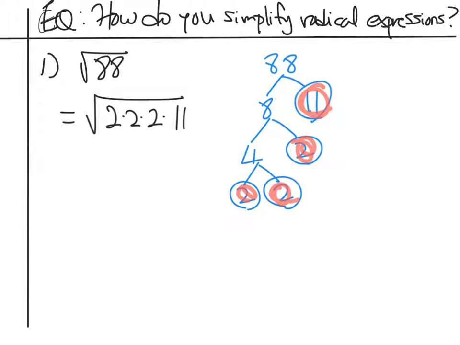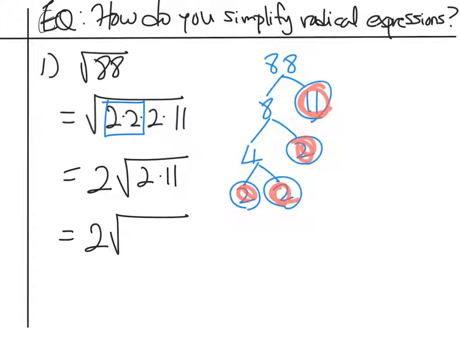So then once we do that, we gotta group them. Okay, so it has to be the same number, just like that. So that one comes out, so only one group of 2 comes out, and then 2 times 11 is still stuck. So what is your answer? 2 square root of 22.